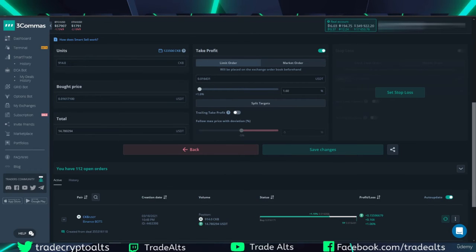You had 914 CKB in that bot deal. You bought it at this price, right here. Your total is $14. So this is all that I had. It was one order, only my base order had filled. And then my limit order automatically populates because that's the settings that I use for the bot. So it will pre-populate everything for you exactly as your bot left it.